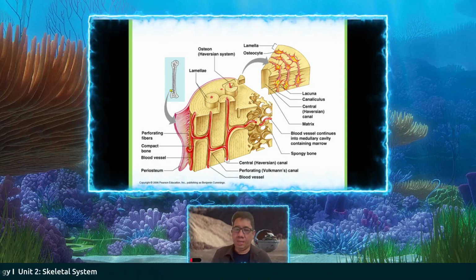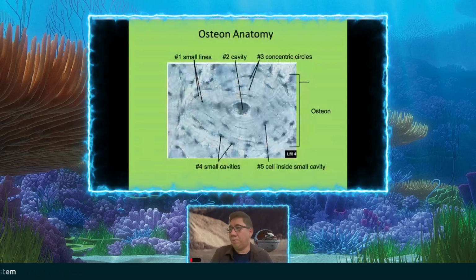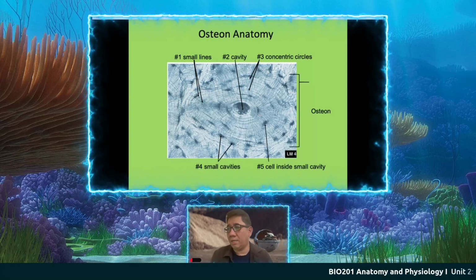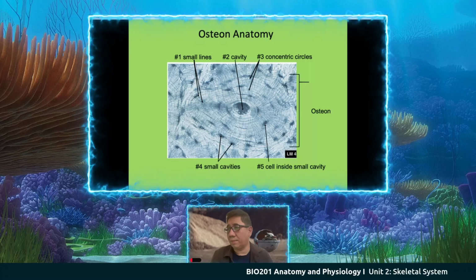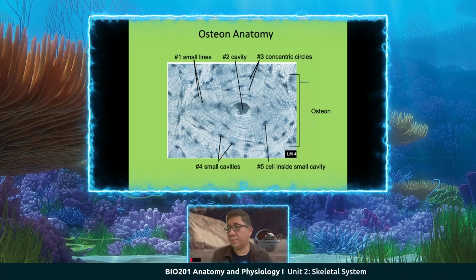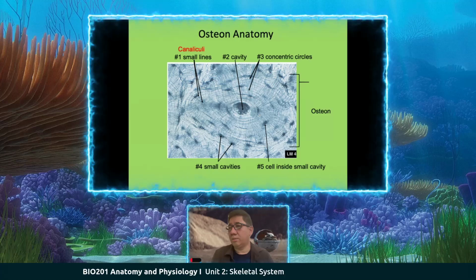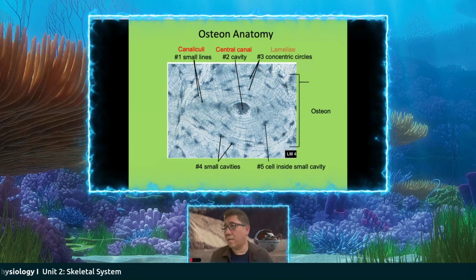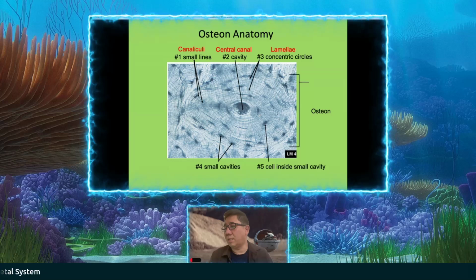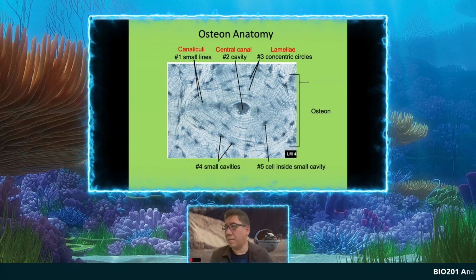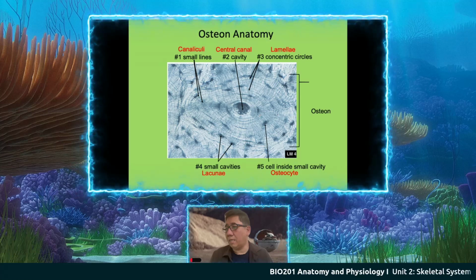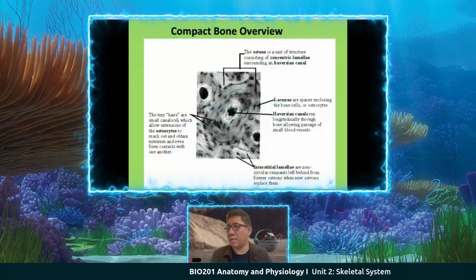So that should be very familiar to you, hopefully, because you've been studying these terms for quite some time. The small lines are canaliculi, the cavity is the central canal, the concentric circles are the lamellae, and the small cavities are lacunae, with the osteocyte inside.